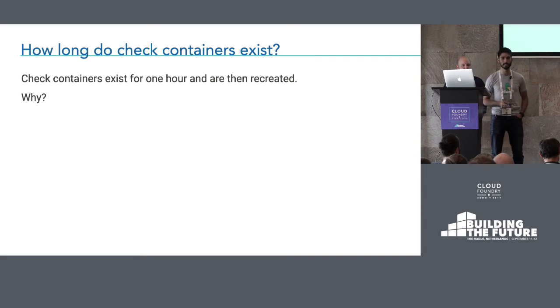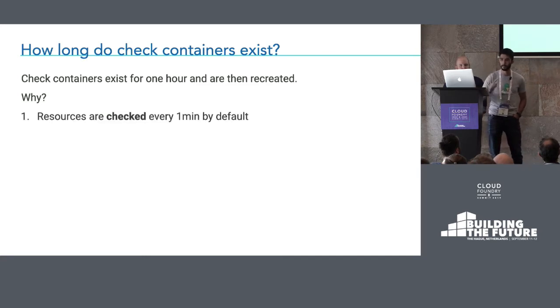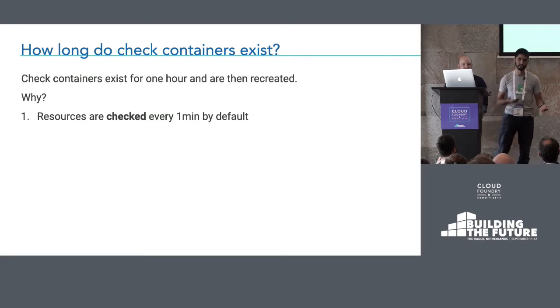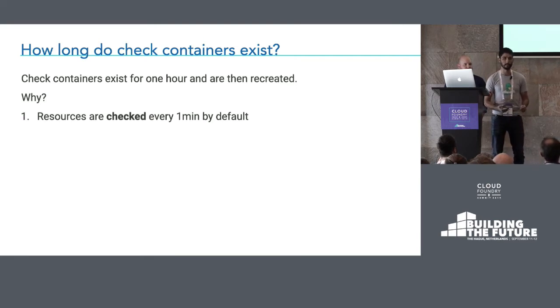So there are 2 reasons that they stay around for only 1 hour, or why Concourse doesn't delete them right away after creating them and using them. The first reason is that resources are by default checked every minute. So Concourse doesn't want to waste time every minute having to go through this container creation process. So Concourse will create the check container once, and it'll leave it around for an hour, so that way you can just continue to reuse it over the hour.